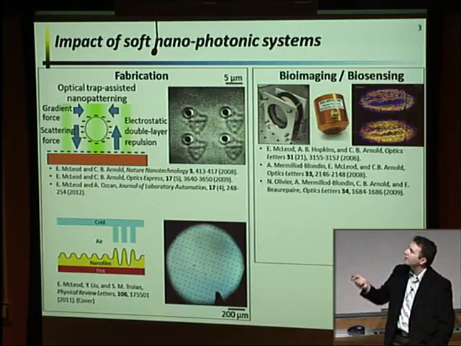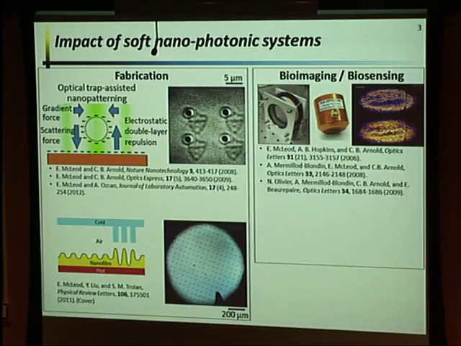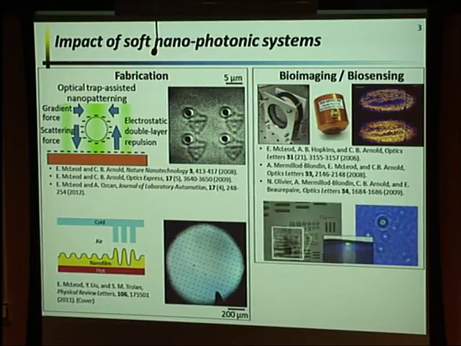This is an example of combining it with a 2-photon microscope, where we're imaging a Drosophila embryo, and you can get different sorts of images when you use this high-speed lens compared to a normal lens. So I'm not going to go into too much detail about these. I just wanted to give you a flavor of what I mean by these soft nanophotonic systems.